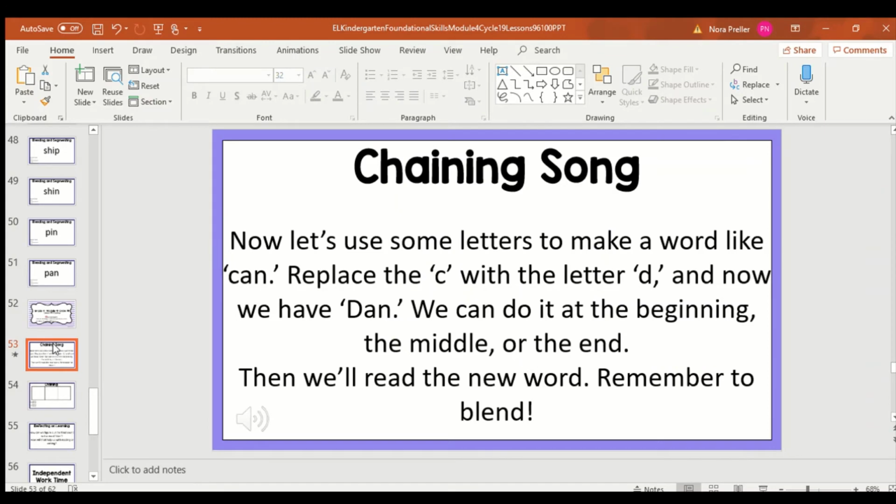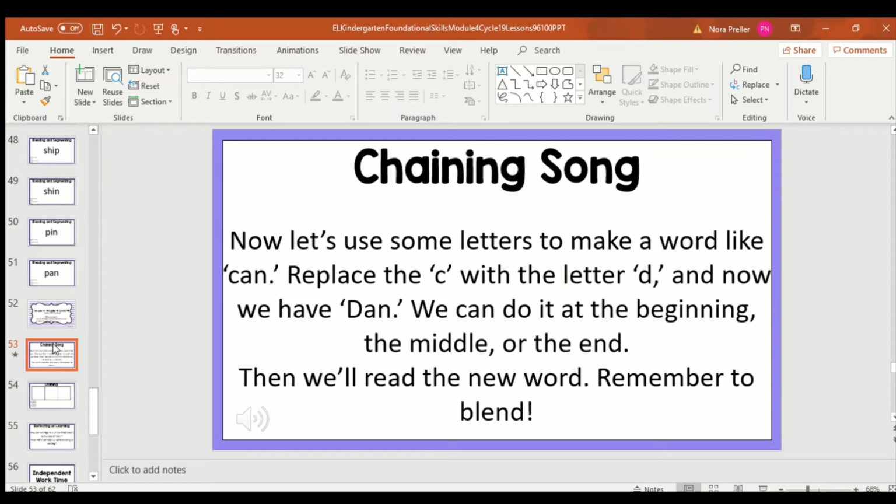So we have our chaining song. Chaining is another thing that means that word magic that I always call it. Now let's use some letters to make a word like can. Replace C with the letter D, and now we have Dan. We can do it at the beginning, middle, or end. Then we'll read the word, remember to blend.